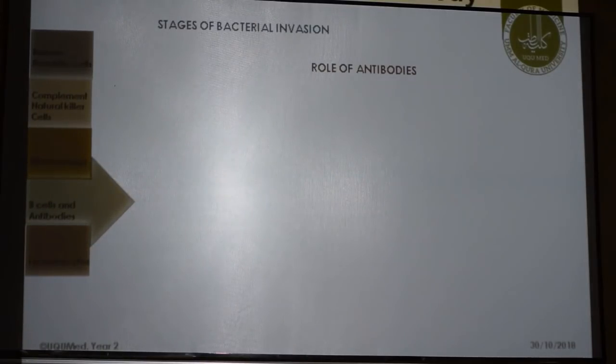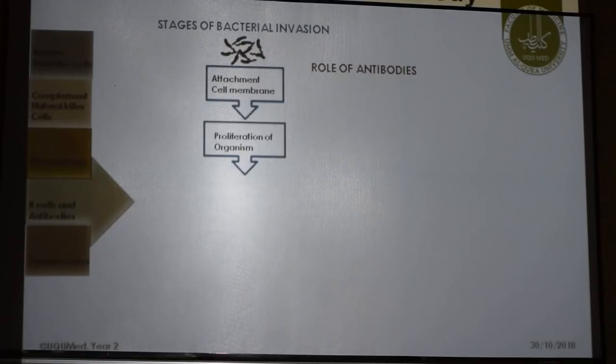Now we'll see the functions of the antibodies and how the different bacteria are going to deal with those different functions. So first thing is, whenever the bacteria enter your body, it has to find an attachment to some cells, any cells. They find their receptors and then they proliferate. Their numbers are increased. They try to multiply and increase their numbers.